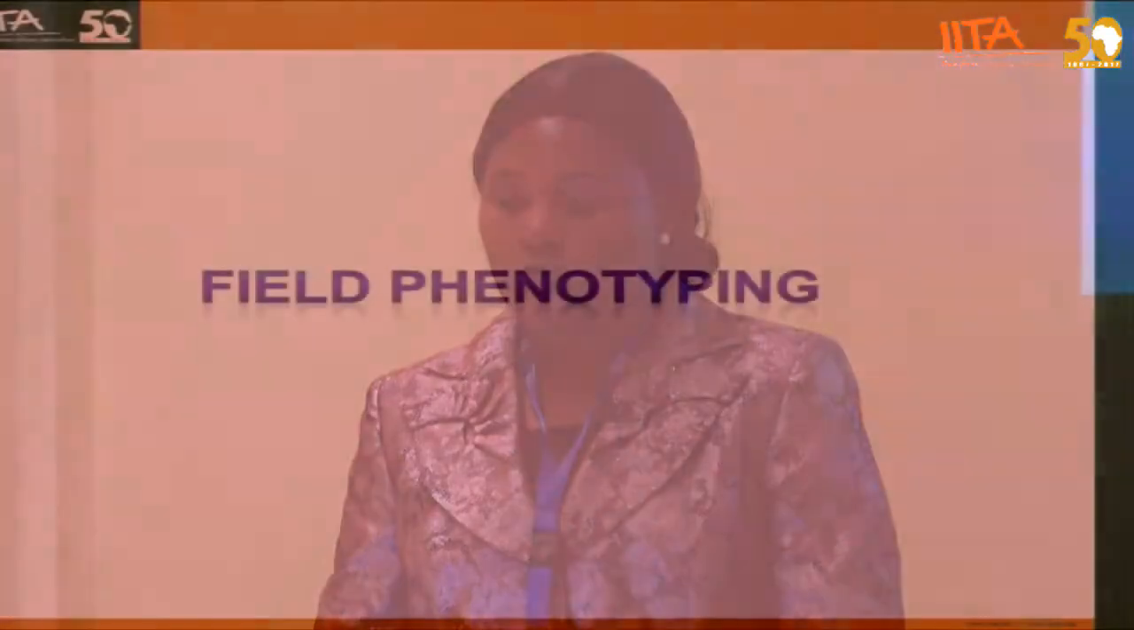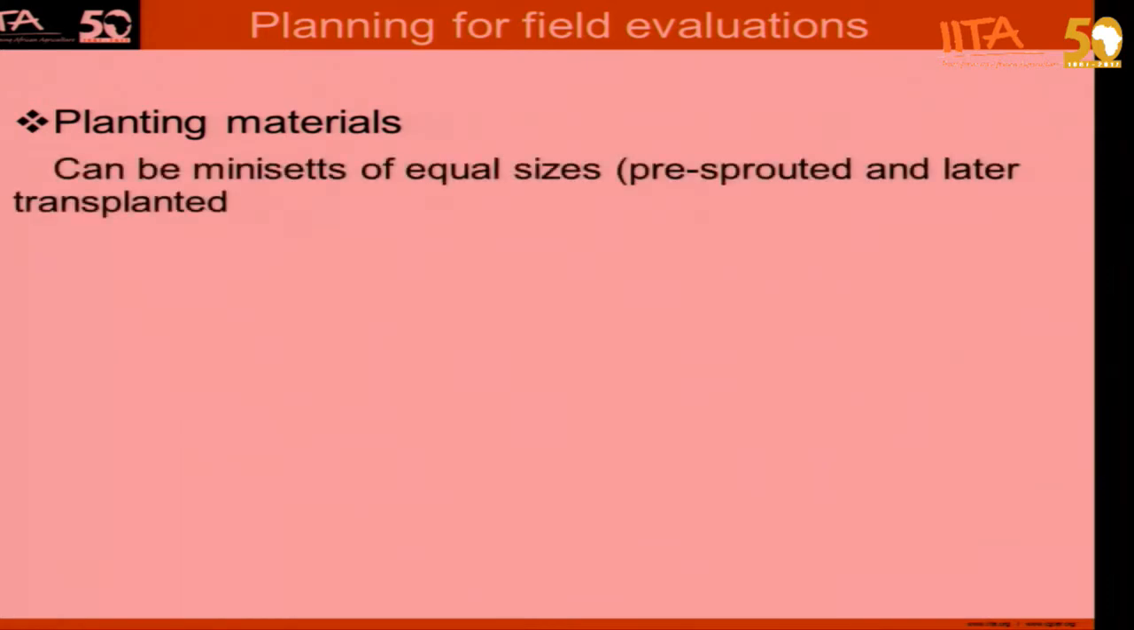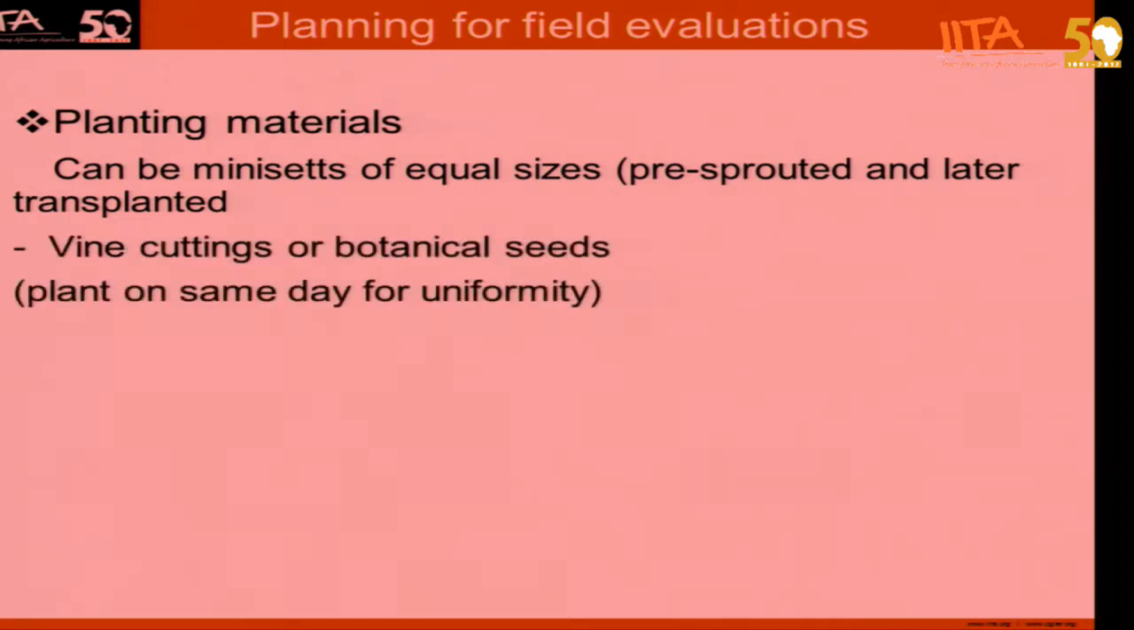So we are going to talk more about field phenotyping now. When planning for field evaluations, one of the things that you have to consider is your planting materials. What are you going to use? For yam, it can be mini sets. And when you are using mini sets, you must make sure that they are of equal sizes. And then they have to be pre-sprouted, and you transplant them later. And you can also make use of vine cuttings, which is the yam stem, or botanical seeds, especially when you are working on mapping populations.